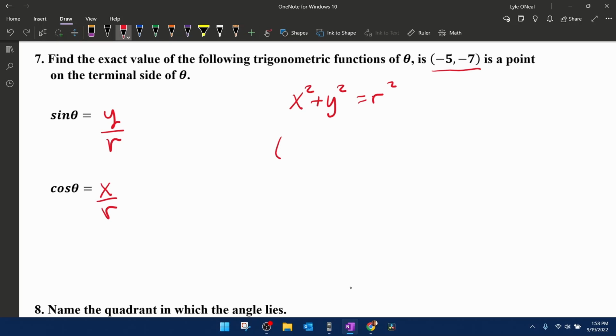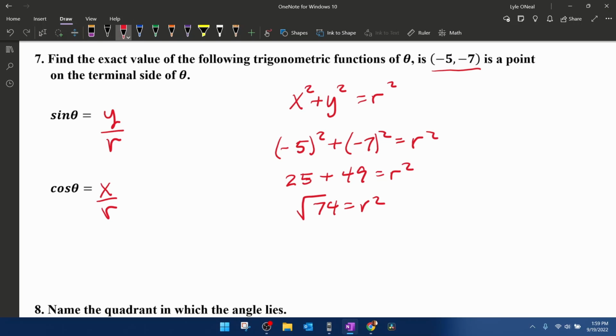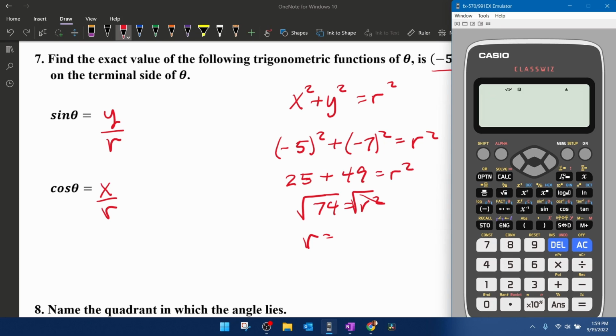Doing a little plug and play. -5 squared plus -7 squared equals r squared. That's going to be 25 plus 49, which is 74. And taking the square root of both sides, we get that the radius is the square root of 74, which is not 1. Now, we want to check and see if that is in simplest radical form. So I'm going to type in the square root of 74. And since it gives me back the square root of 74, we know that it cannot be simplified.